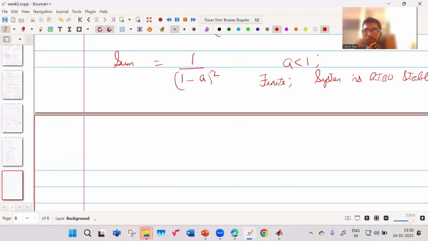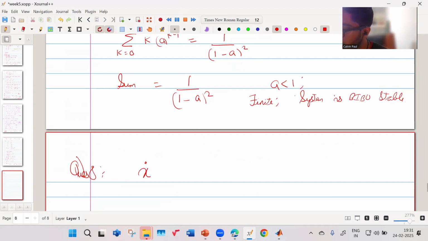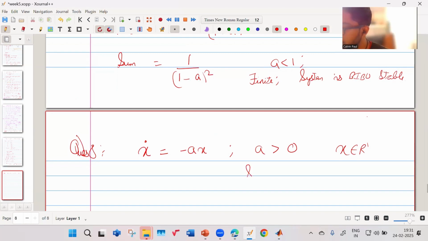Let us consider a topic, say, question 8. Let us say we have x dot is equal to minus a x, where a is greater than 0. It is just x belongs to R1, so that is just a scalar system. It's not a vector system. Now we have to find the stability.